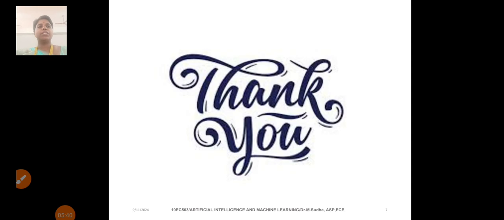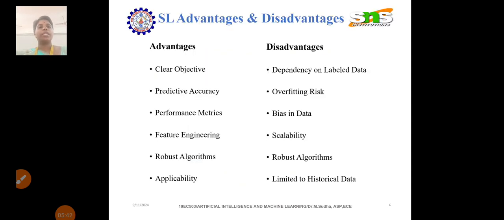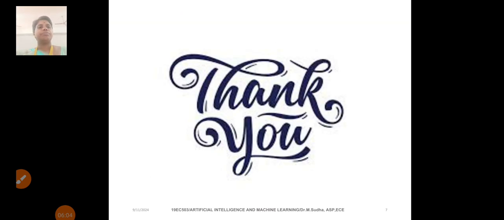And the disadvantages: dependency on labeled data, overfitting risk, bias in data, scalability, robust algorithms, and limited to historical data. These are some disadvantages of supervised learning. So coming to the conclusion, supervised learning is very important in machine learning algorithms.